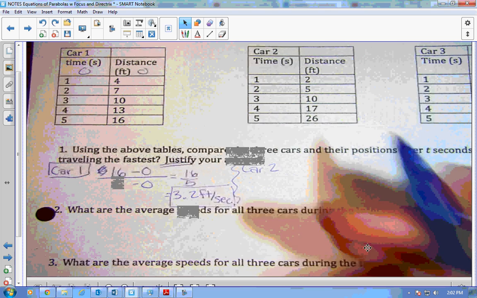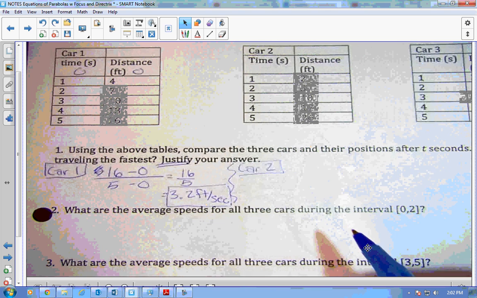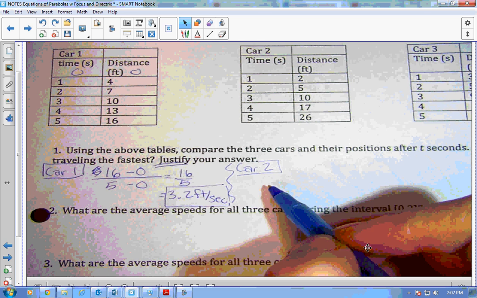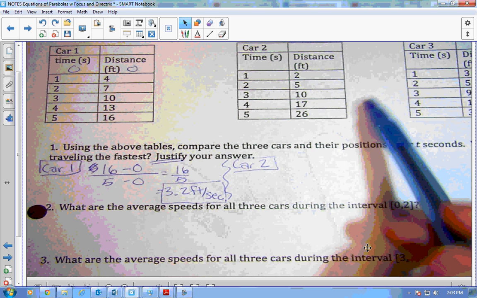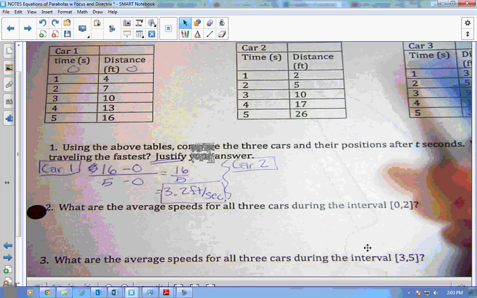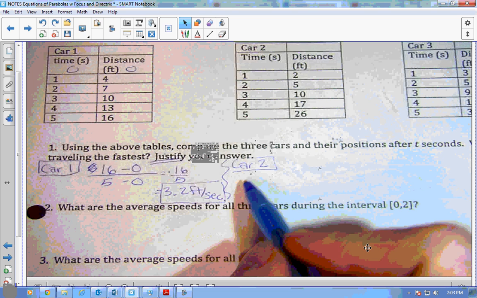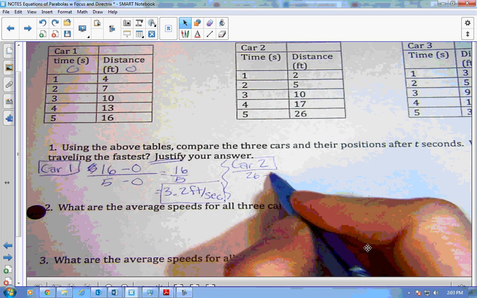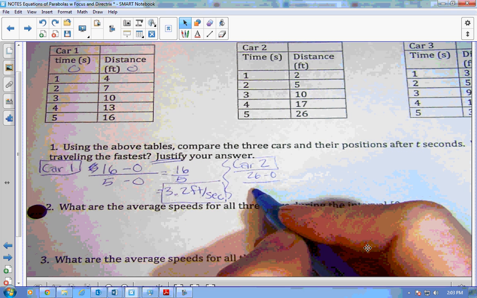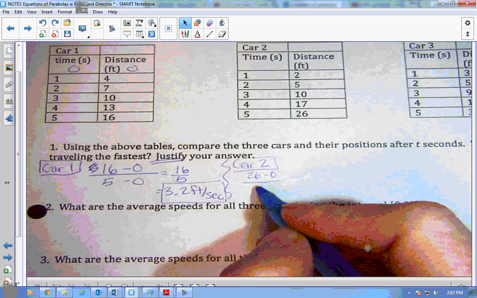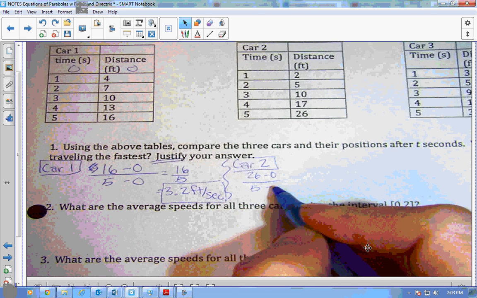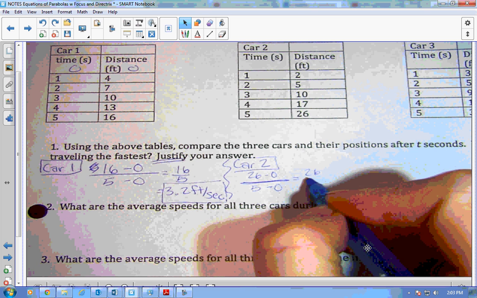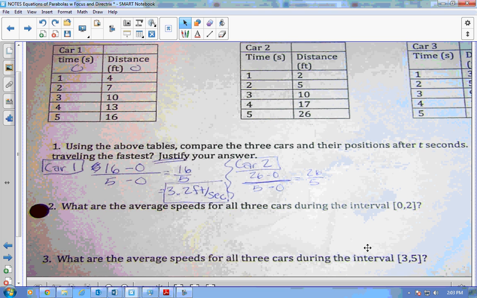What about car 2? How would we set that up? Pretty close to the same way. Daniela, can you tell me how to do the plugging in to find how fast car 2 is going? So y2 minus y1, what would that be? Over what? What's the x value that corresponds to 26? 5 minus 0. Okay. 26 divided by 5. 5.2 feet per second.